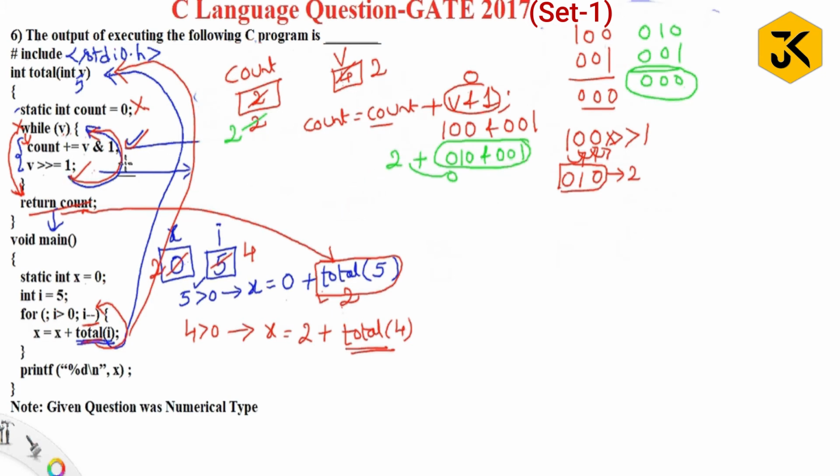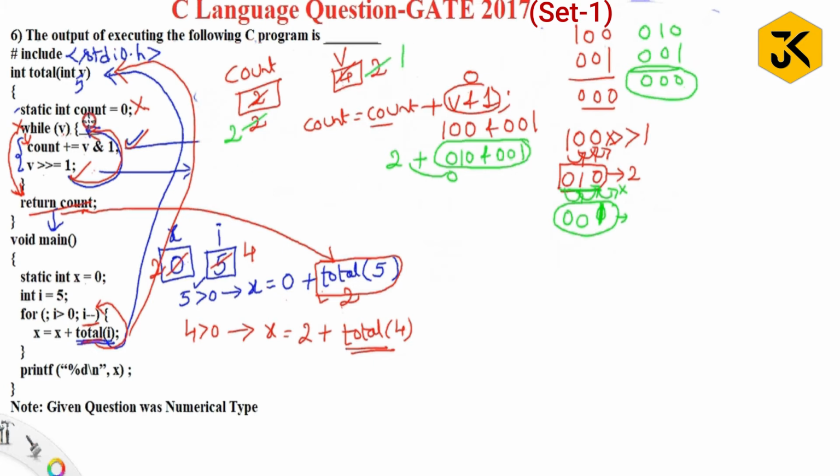Now this statement is executed. That means V right shift 1. V right shift 1 means 2. 2 right shift 1 means this is 2, right? Right shift 1 means the 0 is discarded. 0 will come here, 1 will come here, this 0 will come. Here 0, 0, 1 means you will get 1. That 1 will be updated here.